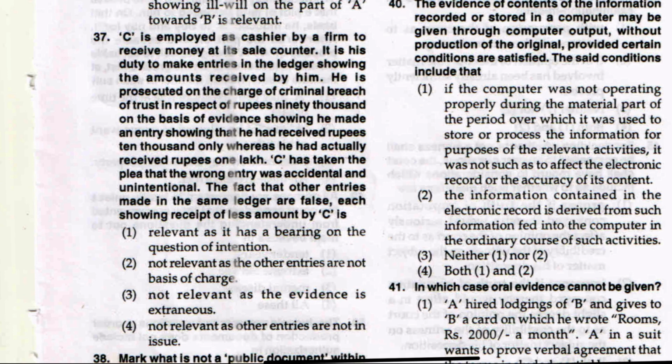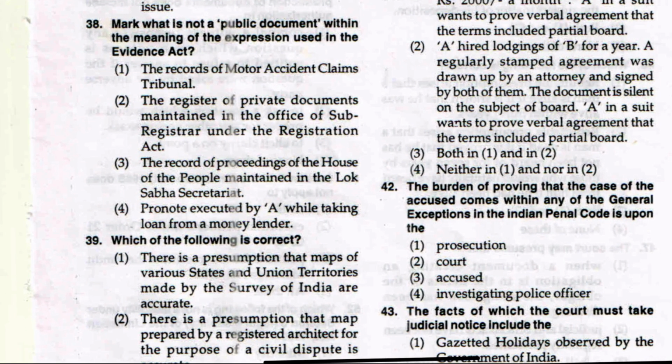Option 2, not relevant as other entries are not basis of charge. Option 3, not relevant as evidence is extraneous. Or option 4, not relevant as other entries are not in issue. What is this? It is option 1, relevant as it has a bearing on the question of intention. And this one is basically illustration B of section 15 of the Evidence Act. Come to question number 38.